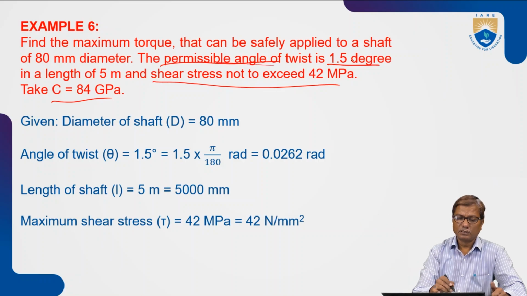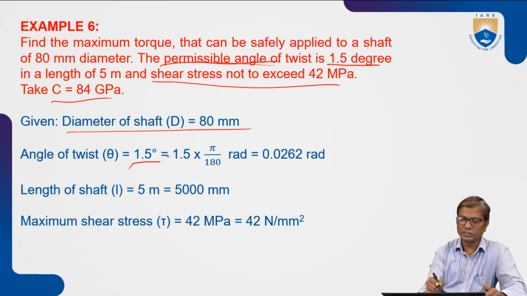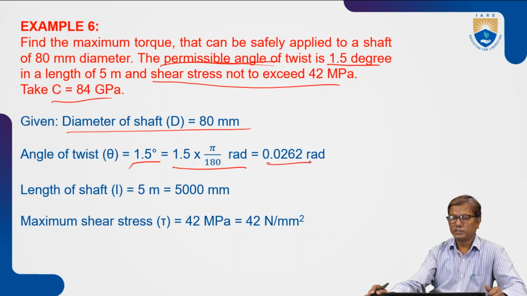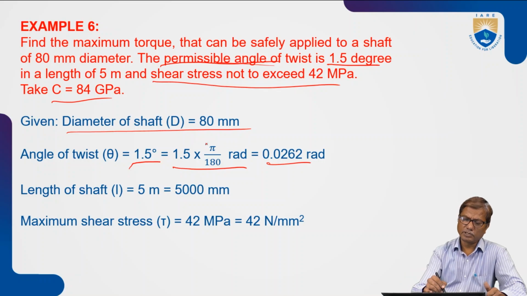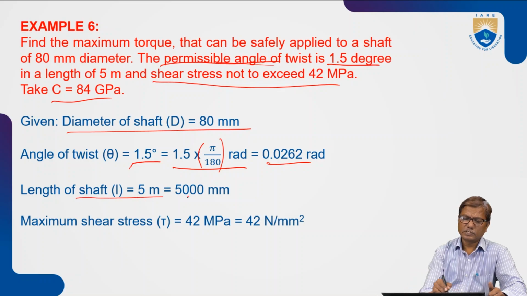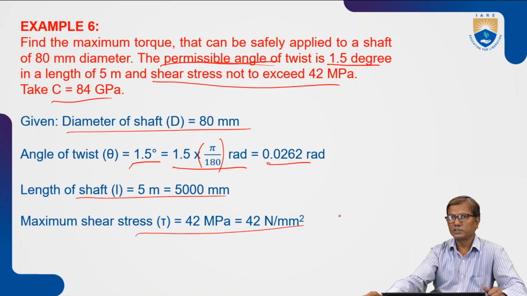First let us see what is the data given here. The diameter of the shaft is given as 80 mm. Angle of twist is 1.5 degrees. In radians, it is 0.0262, that means multiply with pi by 180. And length of the shaft is 5 meters. Maximum shear stress is 42 megapascals.